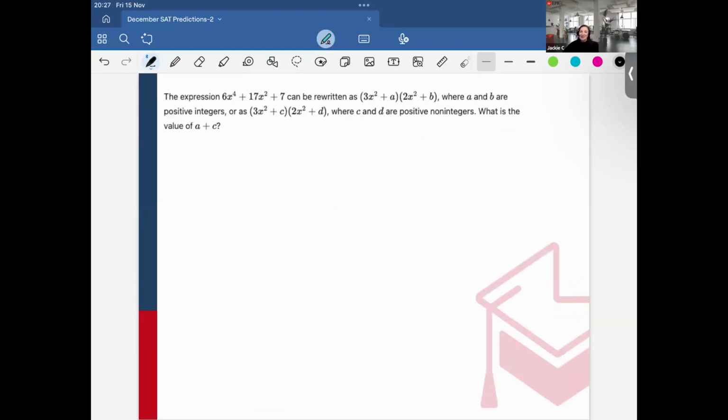Well, what about this one? It says the expression 6x to the fourth power plus 17x squared plus 7 can be written as 3x squared plus a multiplied by 2x squared plus b, where a and b are positive integers. Okay, so first let's deal with this.